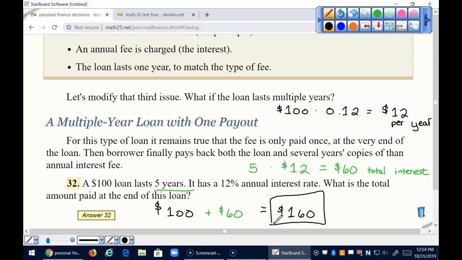It used to be that banks would have certificates of deposit that were simple interest. These days, there aren't as many banks using certificates of deposit, and a lot of them are compound interest. But some banks still actually do simple interest certificates of deposit too.